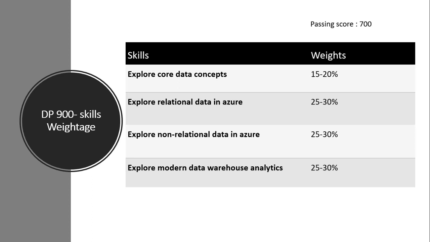First module is Explore Core Data Concepts. Its weightage is 15 to 20% in the exam. Second topic is Explore Relational Data in Azure. Its weightage is about 25 to 30% in the exam.